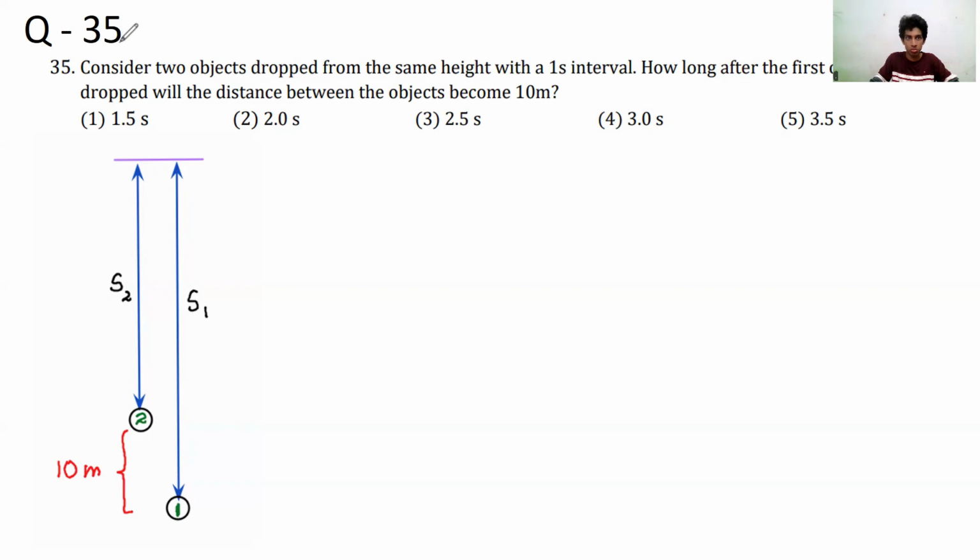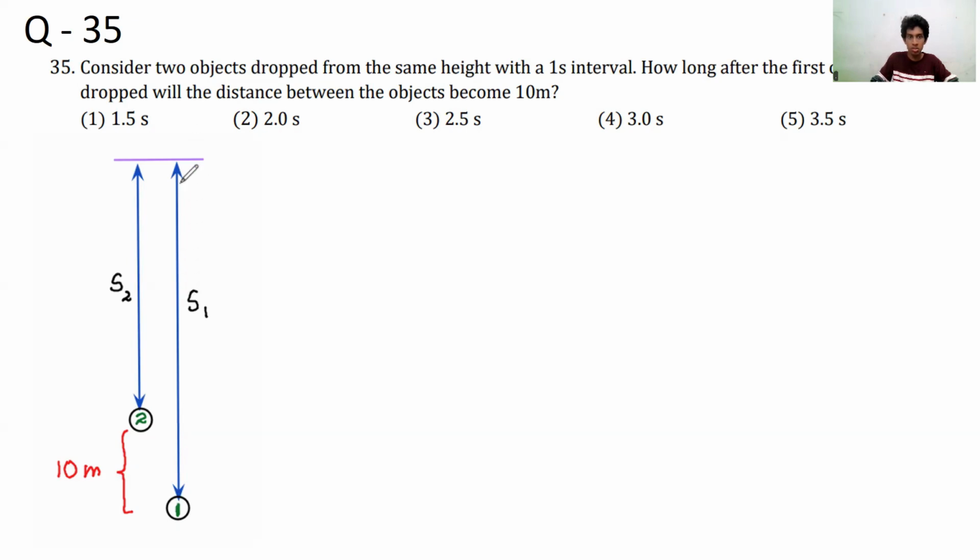Question number 35. Consider two objects dropped from the same height with a 1 second interval. How long after the first object is dropped will the distance between the objects become 10 meters? So this is the first object and this is the second object, and they both are dropped from the same height, and at a certain instant the distance between the two objects will become 10 meters.